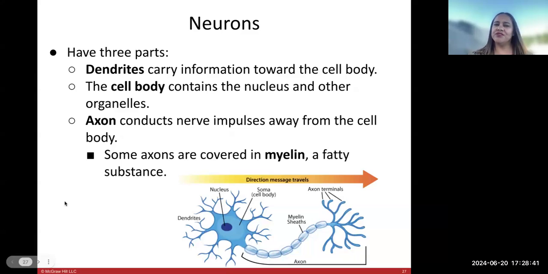Neurons have three parts. Dendrites carry information towards the cell body. The cell body contains the nucleus and other organelles. And then it has a long tail called an axon that conducts nerve impulses away from the cell body. Some axons are covered in myelin, which is a fatty substance that makes the message move faster.